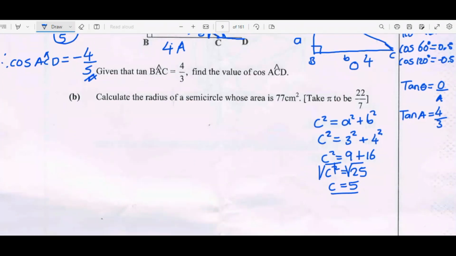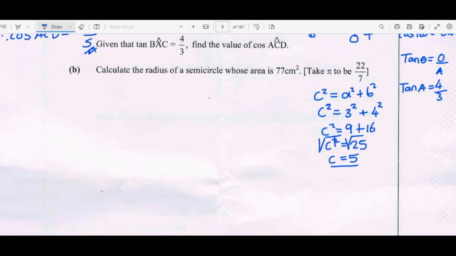Now we'll move on to question B. Under question B, calculate the radius of a semicircle whose area is 77 centimeters squared. Take pi to be 22 over 7. So the full circle is like this. Radius is a line that starts from the center and touches the circumference. Now, the area for the full circle is equal to pi r squared. So semi simply means half. We just introduce it over to here.